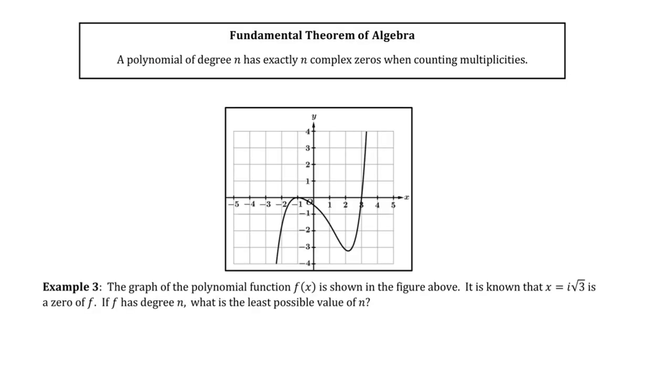Well, look at that. A little foreshadowing on the last page. So we have the fundamental theorem of algebra right there. A polynomial with degree n has exactly n complex zeros when counting multiplicities.